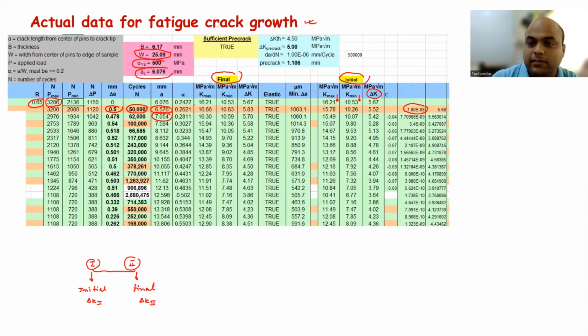So this is dA by dN and this is your delta K average, the last column. What is delta K average? It is delta K1 plus delta K2 by 2, right? So you have to take the average of this value and this value, so you get this value. Similarly, if you take the average of 5.7 and 5.42, you are going to get 5.56. So for each value of delta K, you know the corresponding value of dA by dN, right?